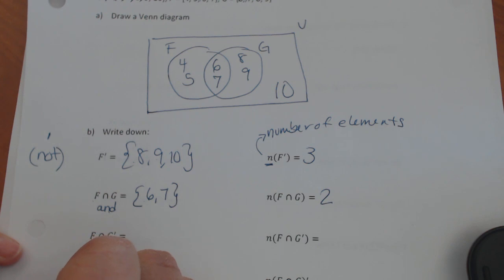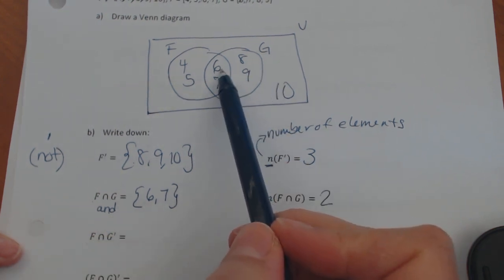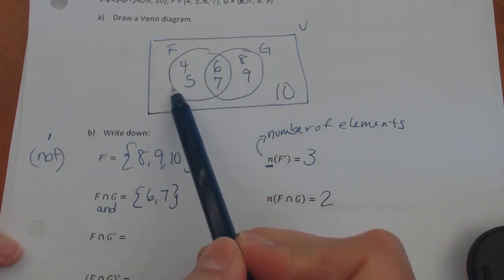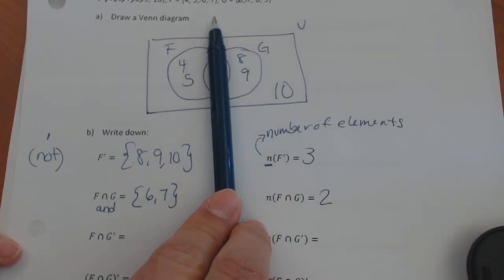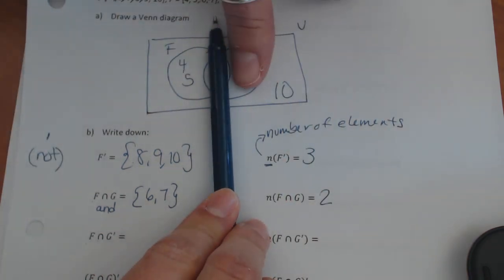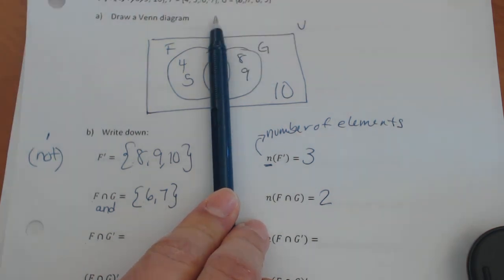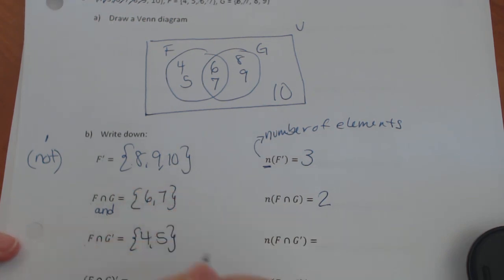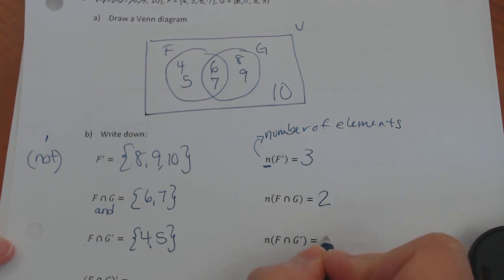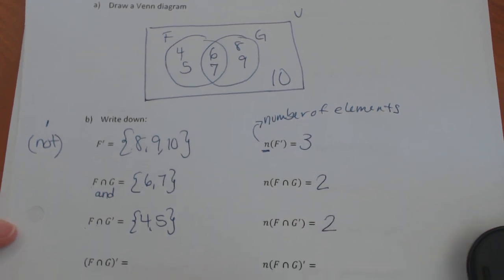Next, we have F and not G. So we're going to look back up here. Here we have the circle F, but it can't be in G. So I am going to block out G. The numbers that are left in F are 4 and 5. Okay, next, how many elements are there in F and not G? I can count, there's 2.